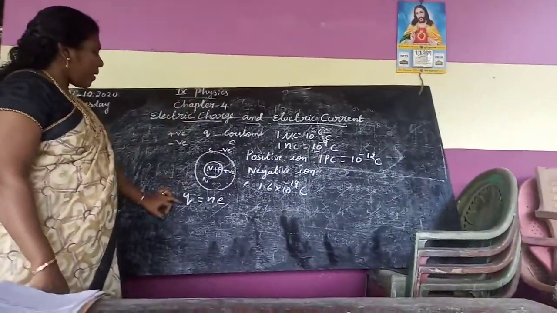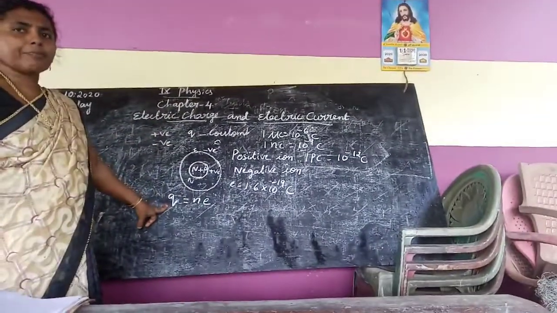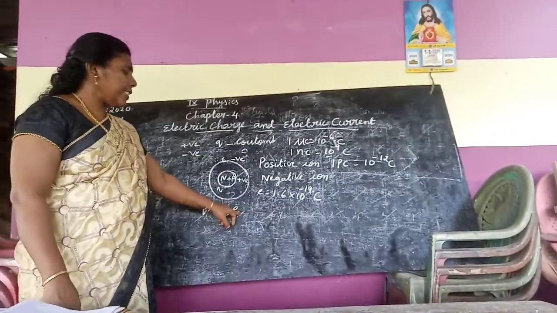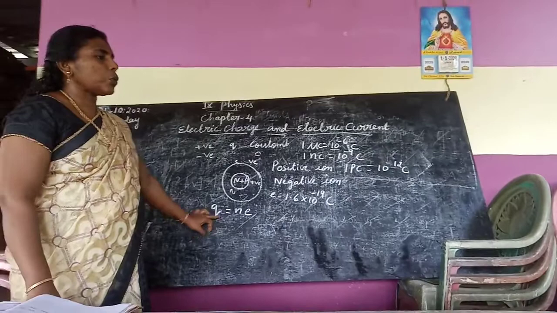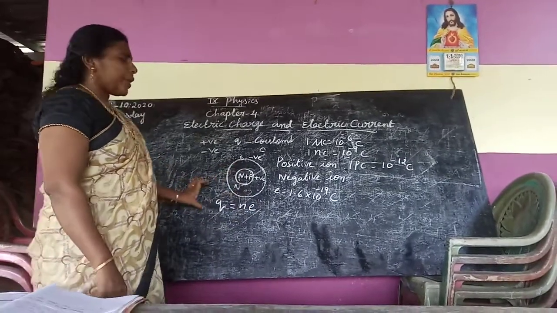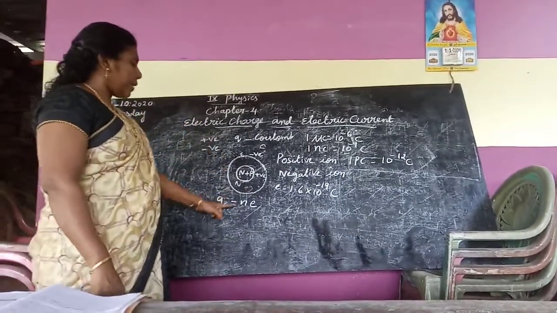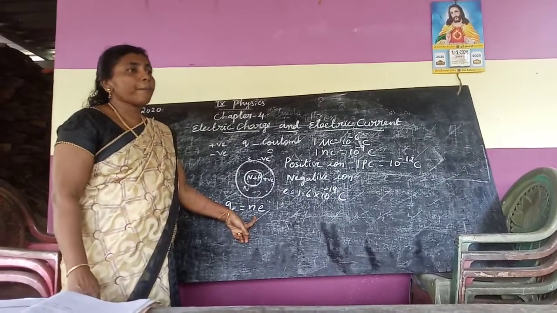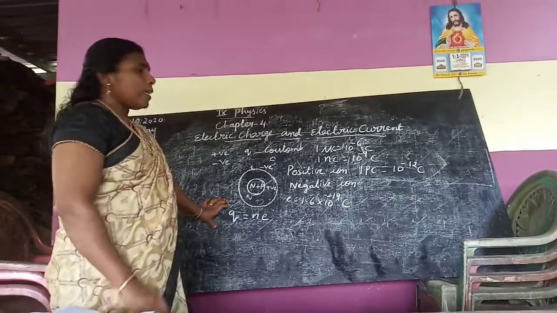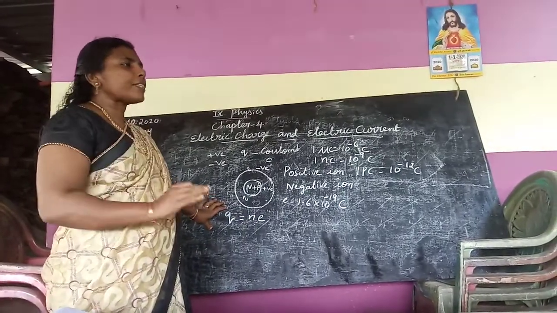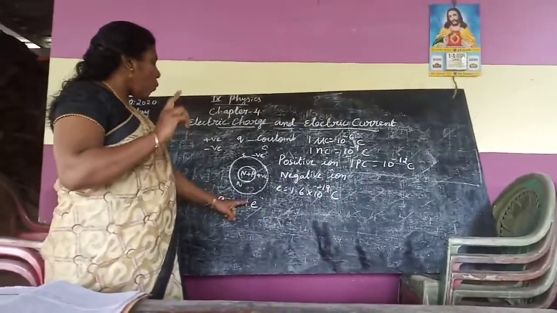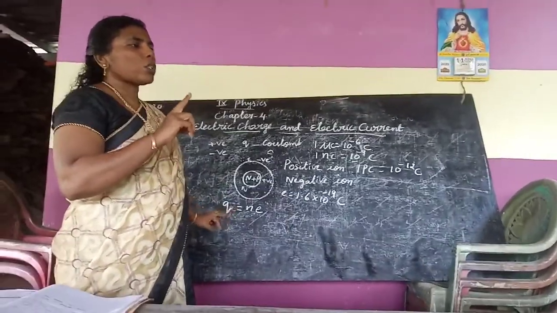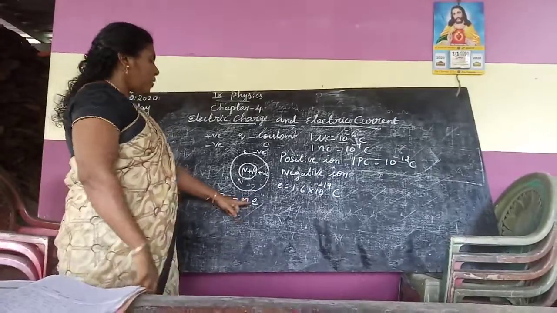So this you have to learn. Now the formula for electric charge, what's the formula? Q equal to N E. Now, using this formula, we can do example problem number 1. You have to find how many electrons are there in 1 Coulomb of charge. That's the only question.